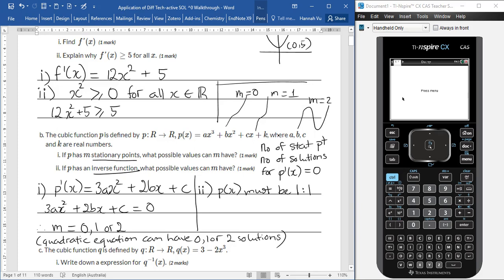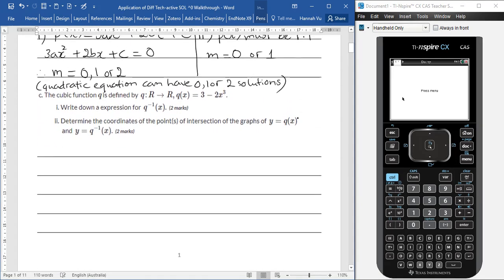So if you want p of x to be 1-to-1, then you can't take the situation when m equals 2. So m must equal 0 or 1. So you can have either of these cases, which actually gives you a 1-to-1 function. Okay, so that's part B.